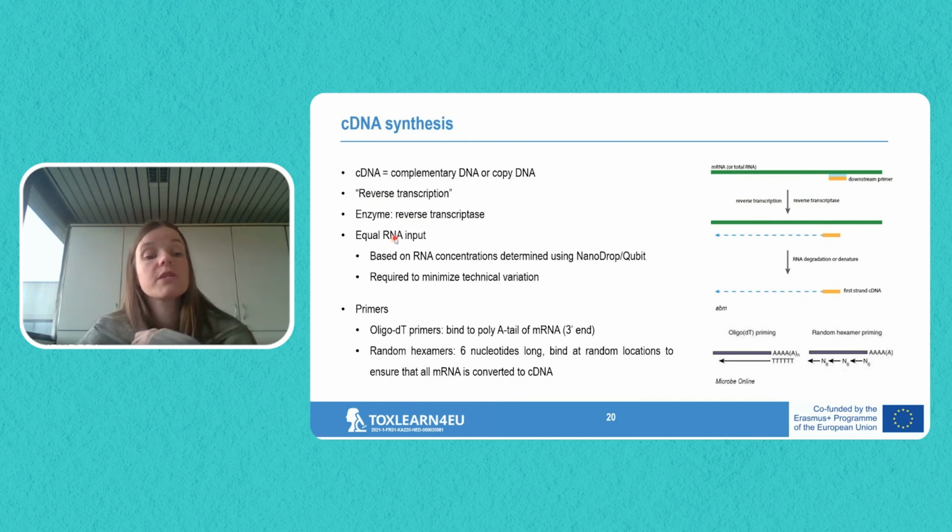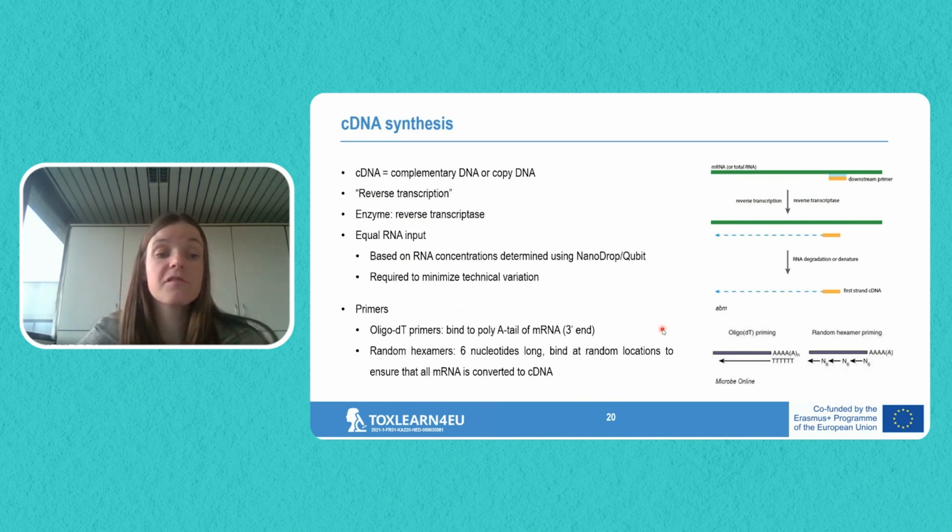What's very important when you perform cDNA synthesis is that you start from an equal RNA input for each sample. To be able to do so, you need to determine RNA concentrations using the NanoDrop or Qubit device. Depending on the concentrations, you will dilute all samples to the same concentration in order to have the same RNA input to generate cDNA for each sample. This is required to minimize technical variation, and this is something we will also further discuss in the lecture on data analysis.